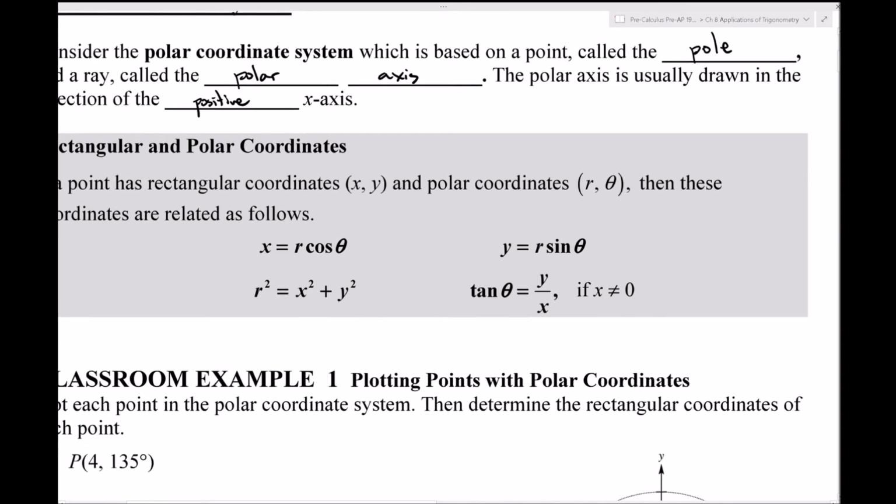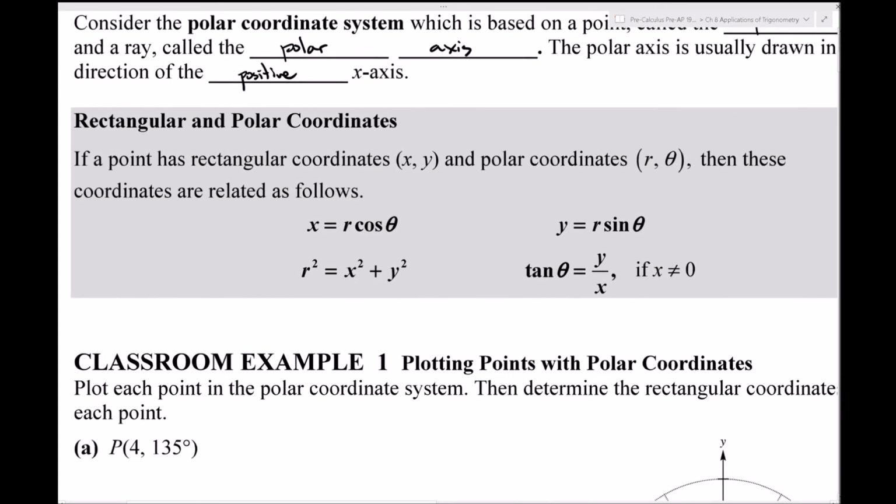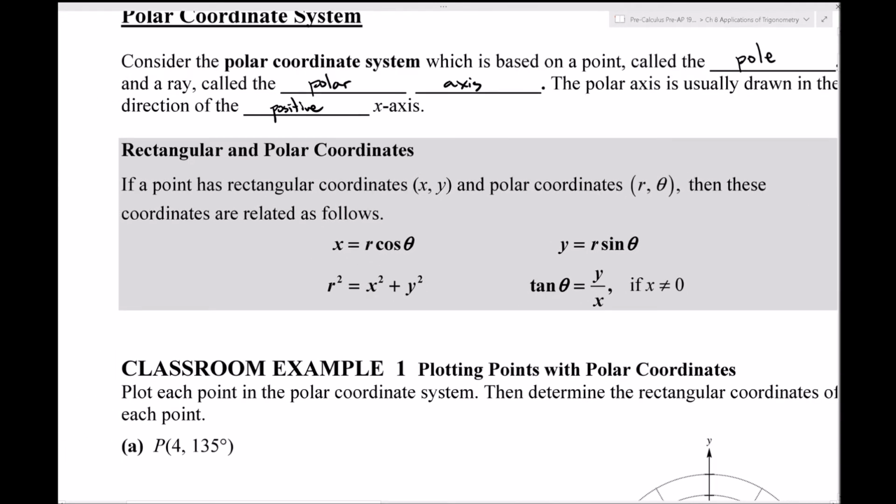So to change between rectangular and polar coordinates, we use these equations, which we are very familiar with. x equals a radius times cosine of an angle. y is equal to a radius times sine of the angle. And those are coming from sine is y over r, cosine is x over r.